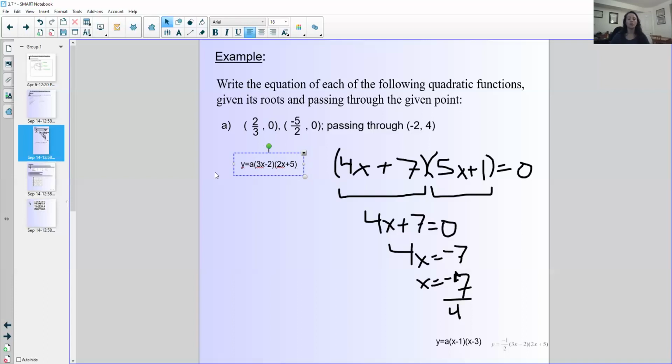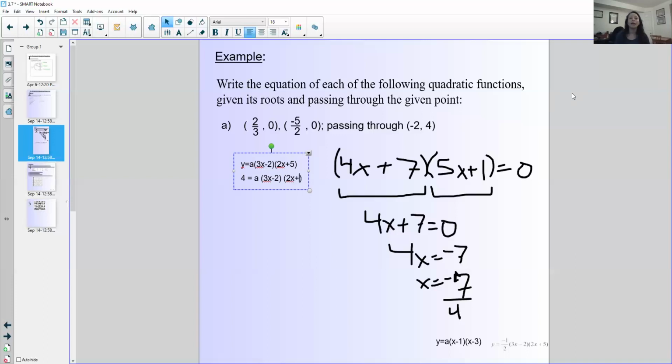Okay, so now I've already got my bracket portion set up, and then the rest of the question would be like our previous example. Now I need to figure out what a is, so I'm going to take my x and my y coordinate from the point they gave me and substitute it in so I can solve for a. So 4 equals a, bracket, 3x minus 2, and then 2x plus 5.